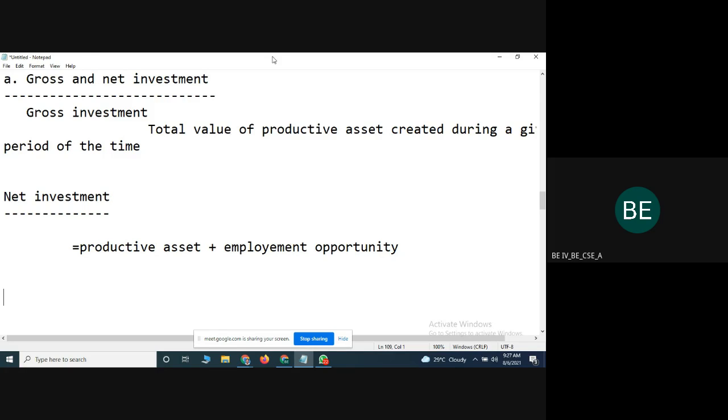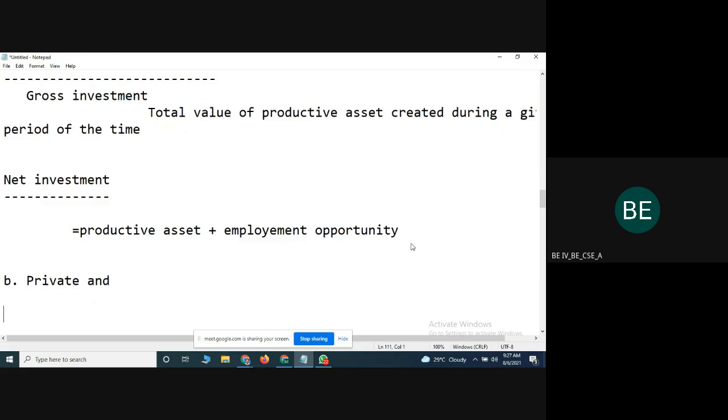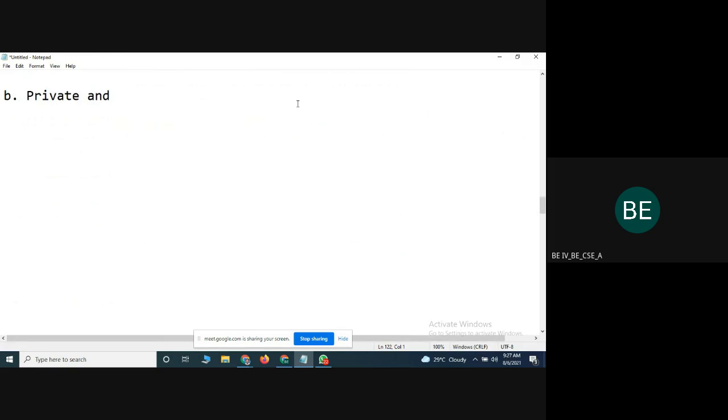The next type of investment is called private and public investment.